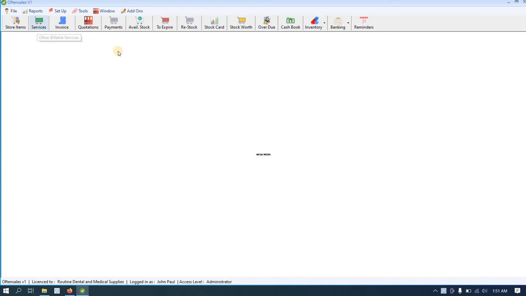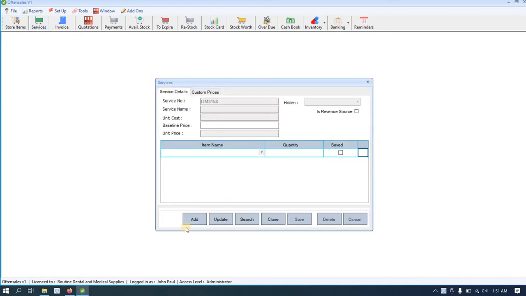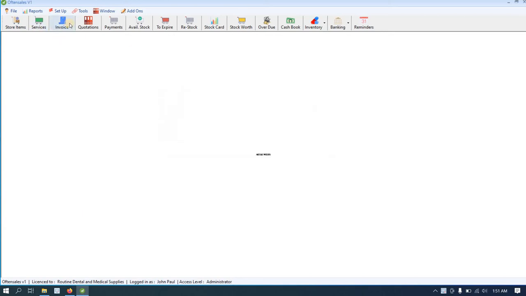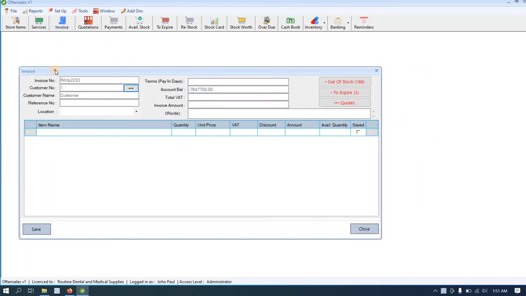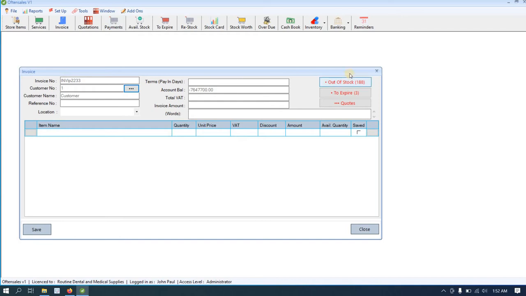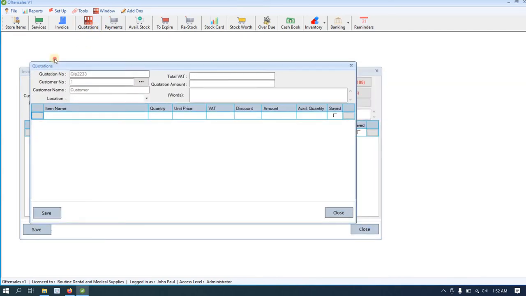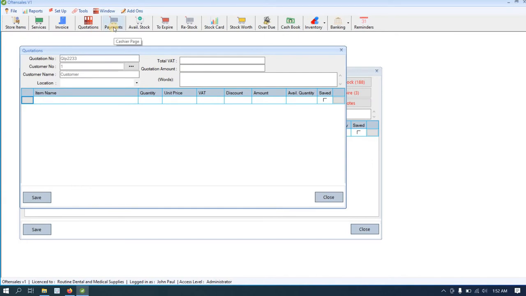Then here on services, any other service we offer, which is not inventory related, we can also capture it there, so long as we sell it. Then invoicing is the first step all our clients go through before they pay. One gets an invoice, then they pay after. Then quotations are basically for clients who just want quotations.